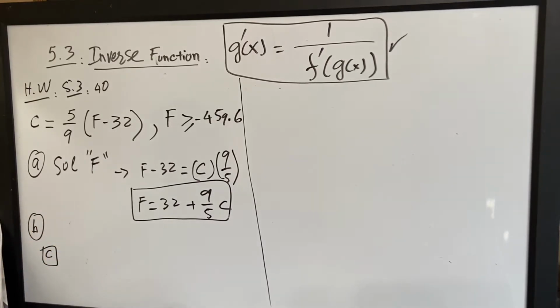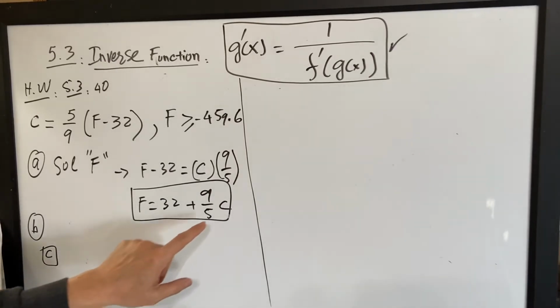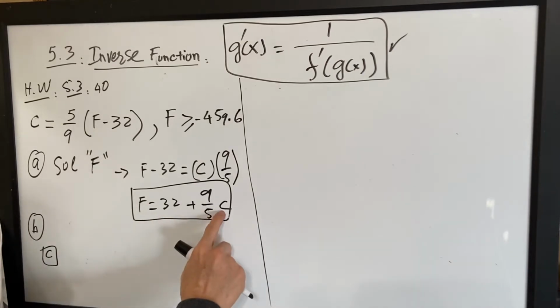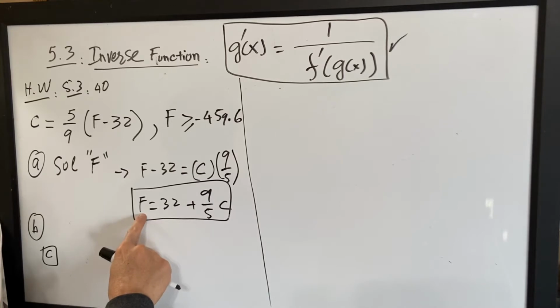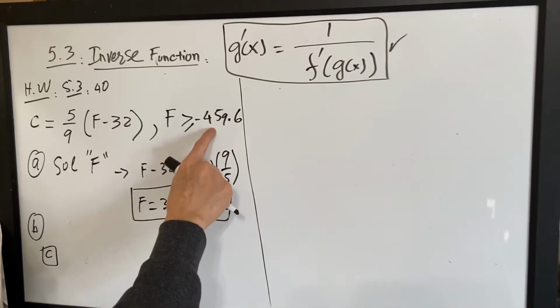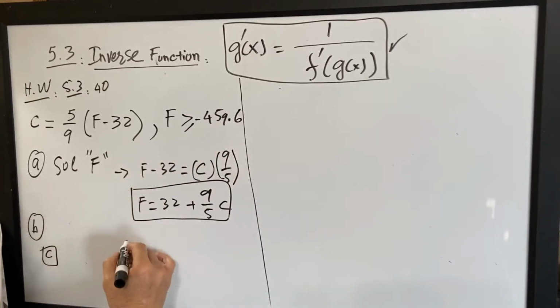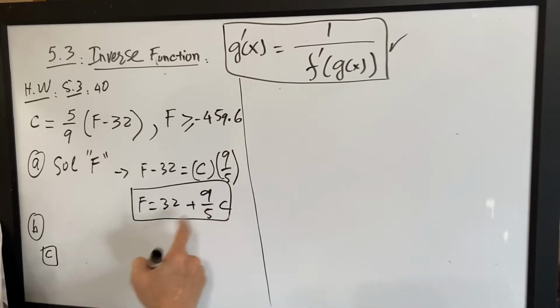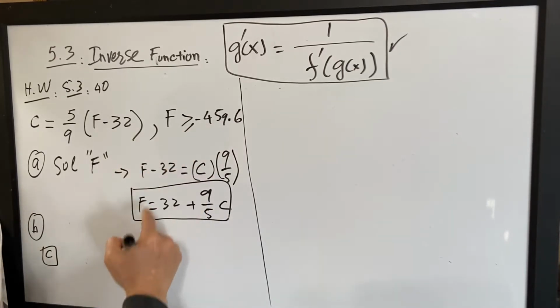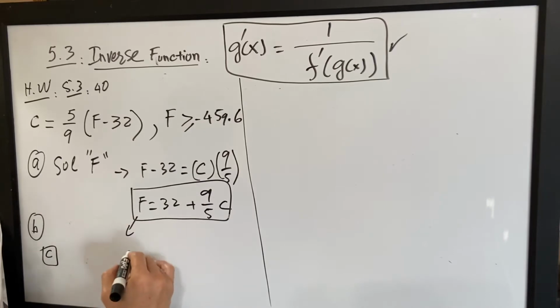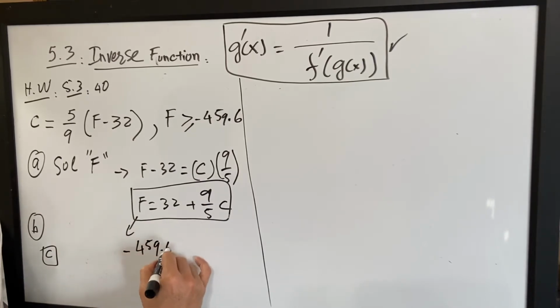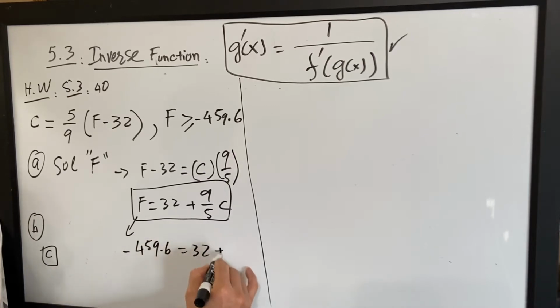Let's do letter C. Letter C asks us, what is the domain of the inverse function? Noticing that f cannot get below negative 459.67, therefore, to find the domain of C, you just simply plug the value in for f. Plug the value in for f, which is negative 459.67, equals 32 plus 9 over 5 c.